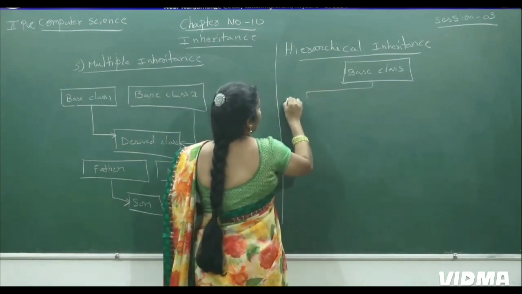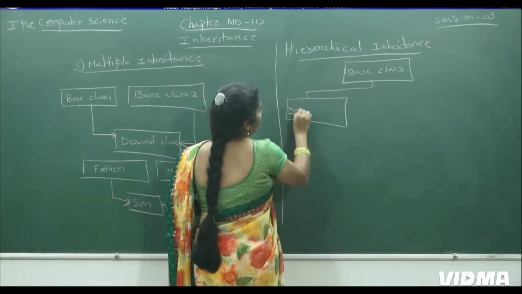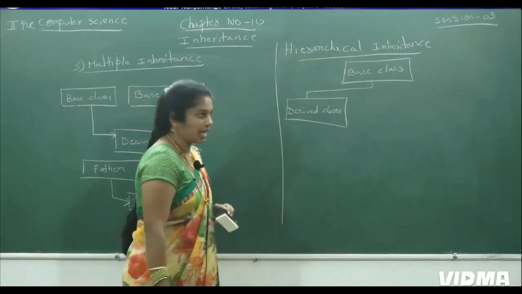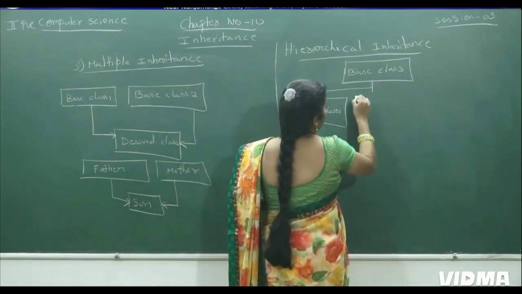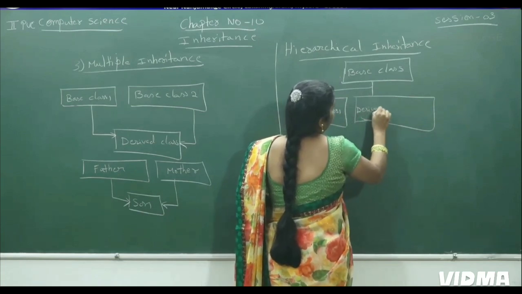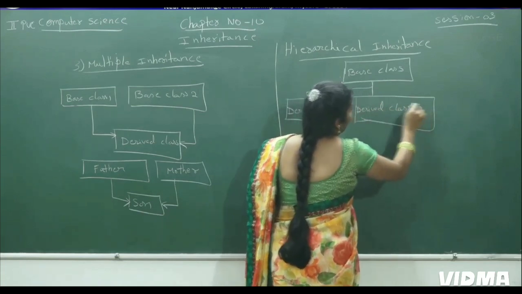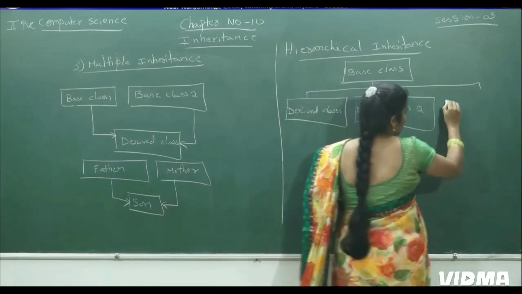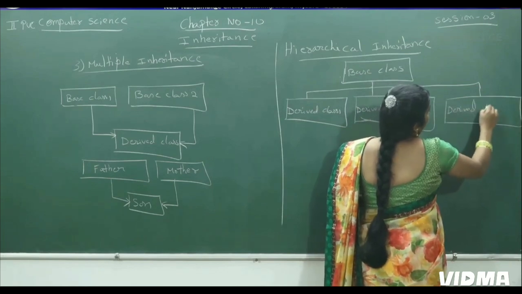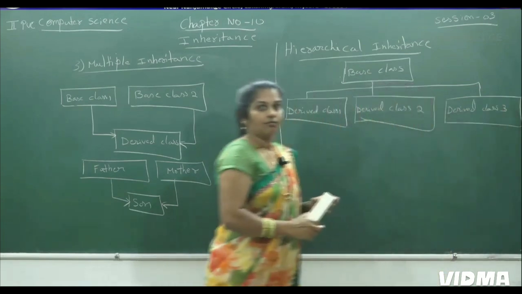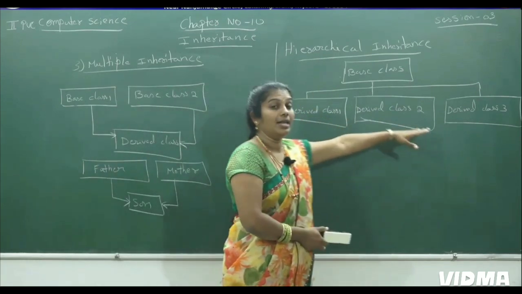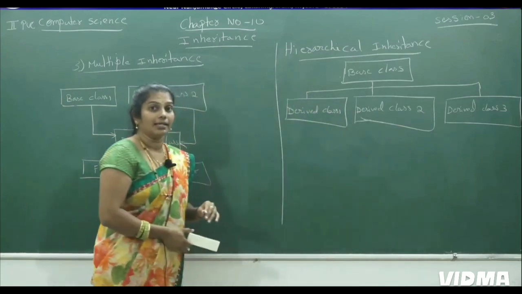For example, here derived class 1. The next one, from this we are creating derived class 2. From this we may get one more derived class, derived class 3. From this, what happens? Only one base class we have, from that multiple derived classes. That's why it is called hierarchical inheritance.